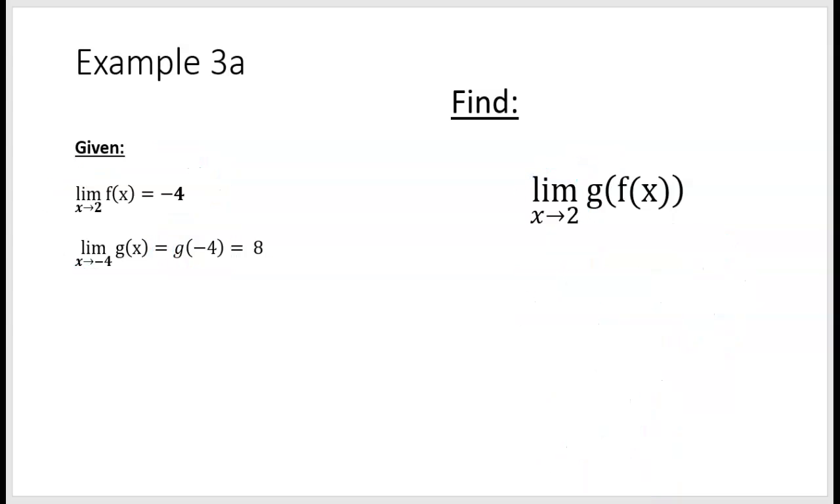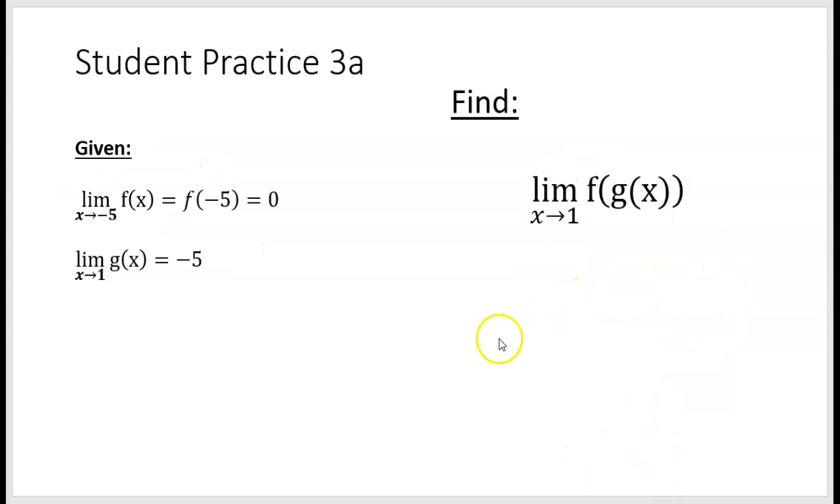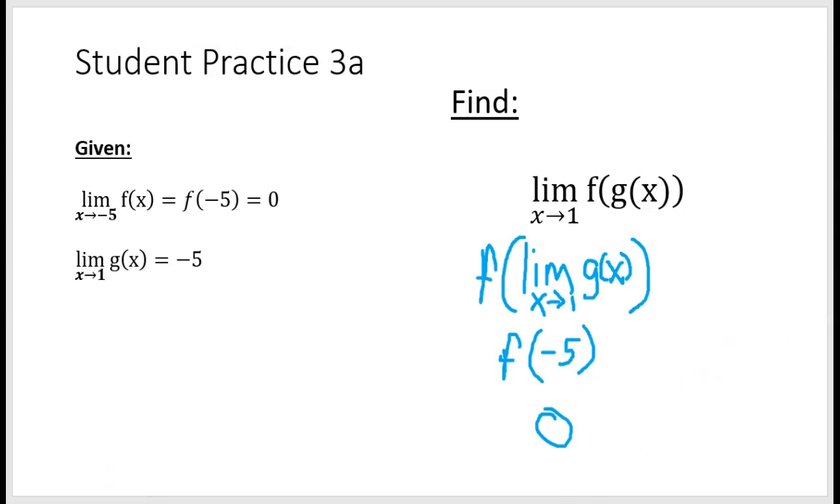All right, so let me bring up a student practice for you guys. So here's one for you. Go ahead and see if you guys can figure out the final answer here. Okay, so final answer on this one is 0. We're going to take the limit and put it on the inside function there. Then we're going to find what's the limit of g as x approaches 1, and according to this, it's -5. And then that leaves us with f of -5, and up here, f of -5 we see is equal to 0. So the final answer is 0.